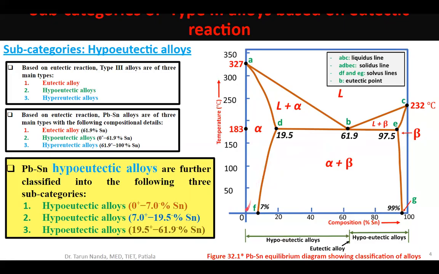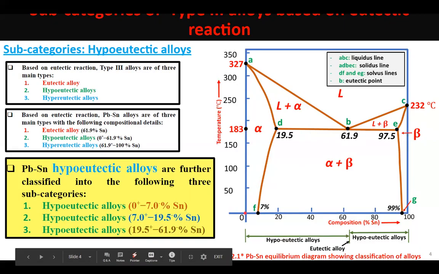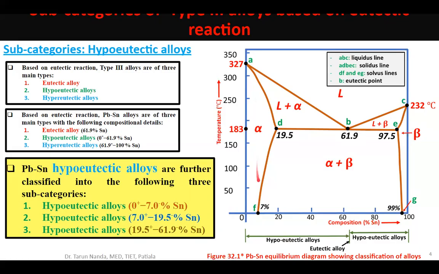For example, for alloys of lead and tin, hypoeutectic alloys which have tin in the range of 0 to 7%. If you talk about the room temperature microstructure, at the room temperature, they'll be lying in the single phase region and would have only one phase in them, that is alpha solid solution.